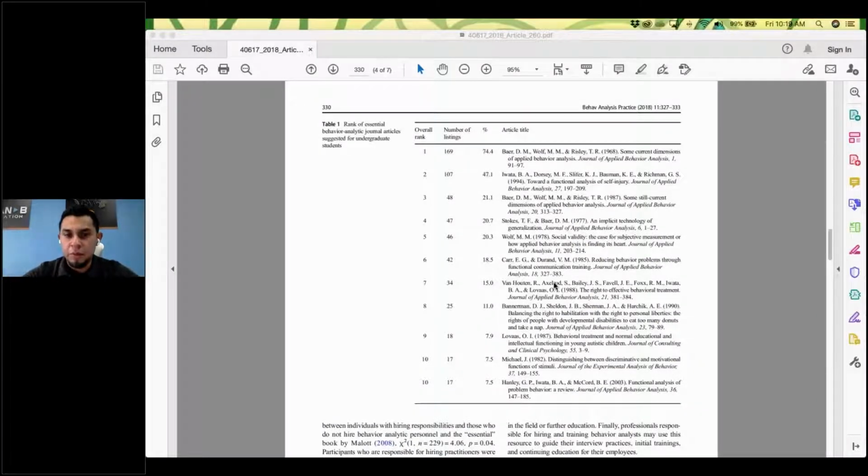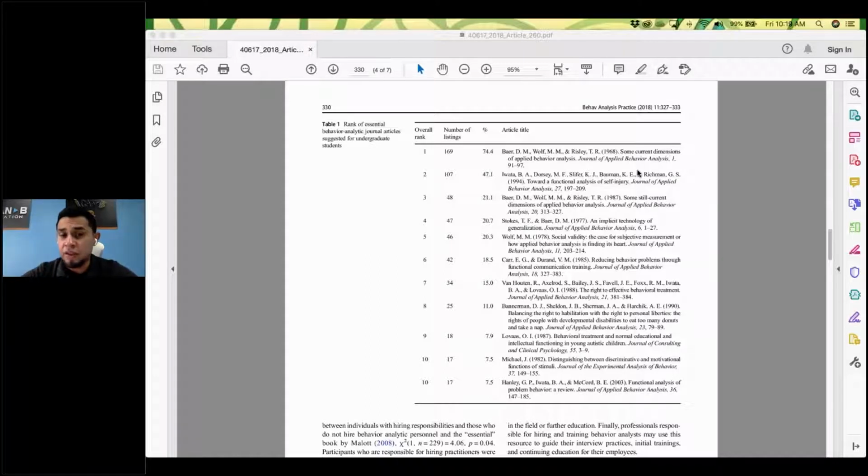Which is what articles that people actually like find extremely important and useful. And it was no surprise, of course, that the first article, the most popular article, was the Baer, Wolf, and Risley, the current dimensions of applied behavior analysis. For those who have been working in the field for a good amount of time, that's a super important article. We're probably going to review that article in our next article review session. So no surprise there. It's so important.